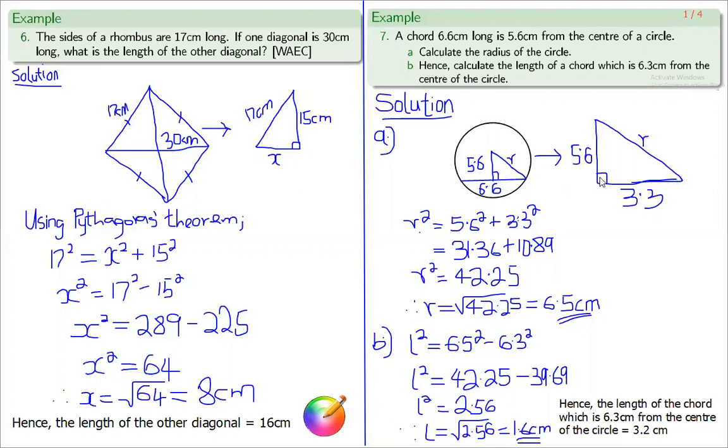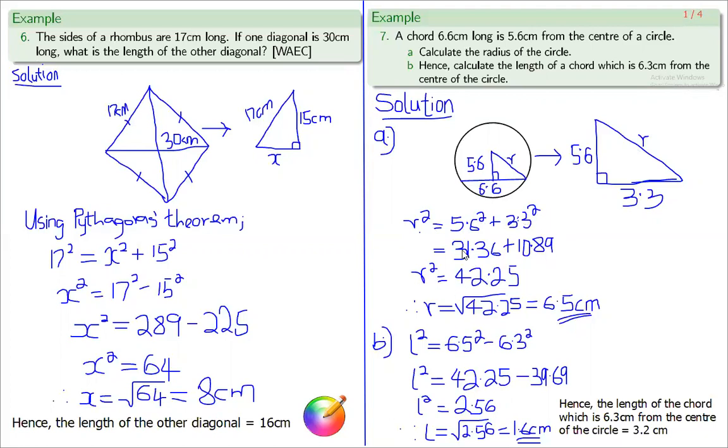That is why you see me write 3.3 here, because this line has divided the chord into two equal parts, and it's forming right angles. So that is the reason why I'm sure that this triangle is a right angle triangle, and the length from the center of the chord to the circumference is 3.3. And with that, you can also apply Pythagoras theorem to solve for the radius of the circle. That is r squared equals 5.6 squared plus 3.3 squared. 5.6 squared is equal to 31.36 plus 10.89, which is 3.3 squared.